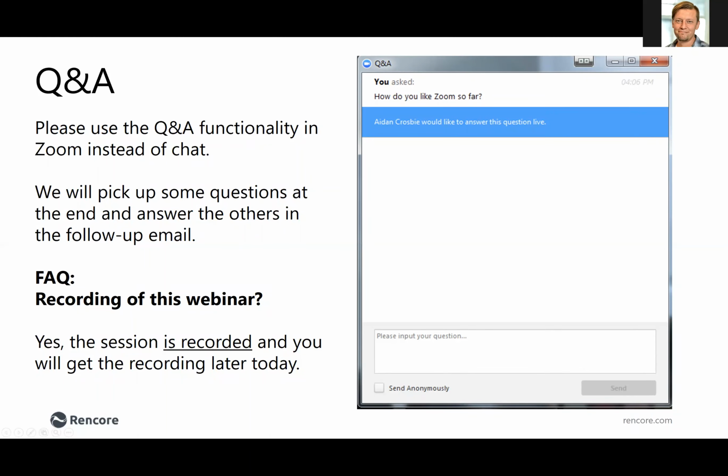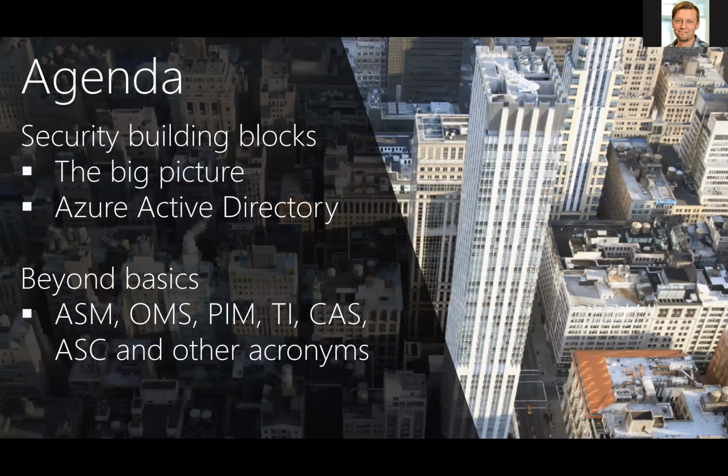So let's get right to business. The agenda for the next 50 minutes or so, we'll start by going through the security building blocks. The big picture first, so that everybody understands what is available, what I can do, what I maybe shouldn't be doing. And at the heart of the security building blocks for both Office 365 as well as Microsoft Azure is Azure Active Directory, AAD. So we'll spend a bit of time there to understand the capabilities and how it fits together with the big picture. Then we'll move beyond the basics to all of the acronyms like ASM, OMS, PIM, TI, CAS, ASC, and so on. So we'll go through the separate security offerings, what kind of license they require, what's available, and what you can do with all these.